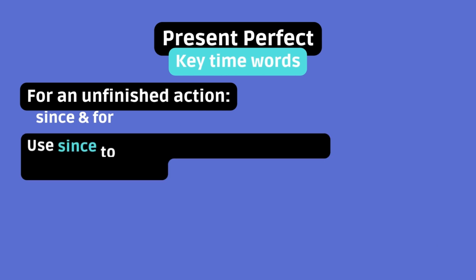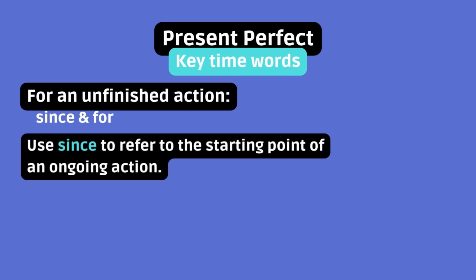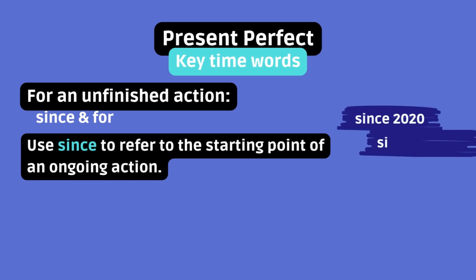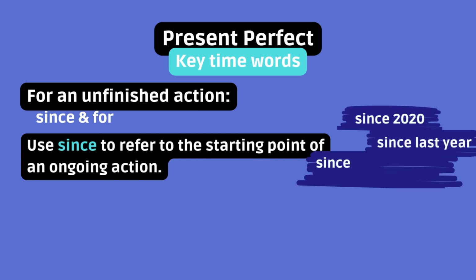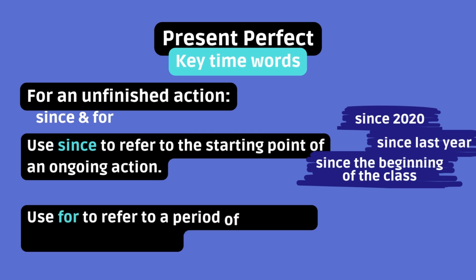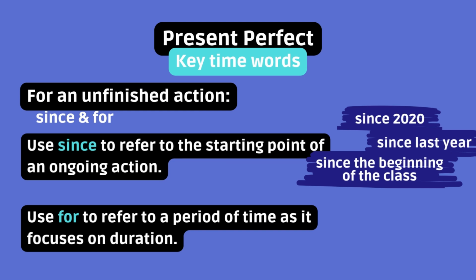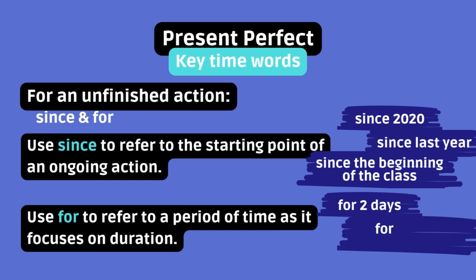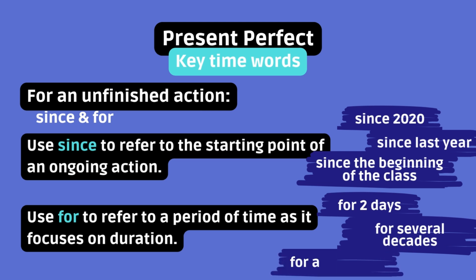Use since to refer to the starting point of an ongoing action. Follow it with a specific date, time, or event. Since 2020, since last year, since the beginning of the class. Use for to refer to a period of time as it focuses on duration. Follow it with a time period. For 2 days, for several decades, for a long time.